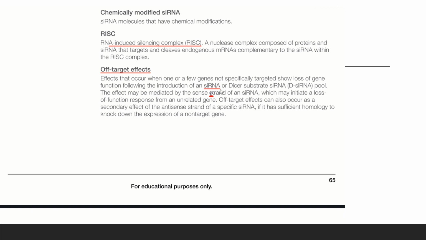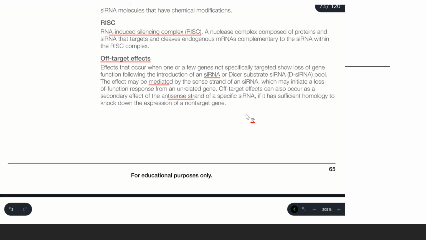So you want to silence a specific gene, but you notice that other genes that you did not intend to modify also show a decrease in protein expression. Those are off-target effects. The effect may be mediated by the sense strand of an siRNA, which may initiate a loss-of-function response from an unrelated gene. Off-target effects can also occur as a secondary effect of the antisense strand of a specific silencing RNA, if it is sufficient.